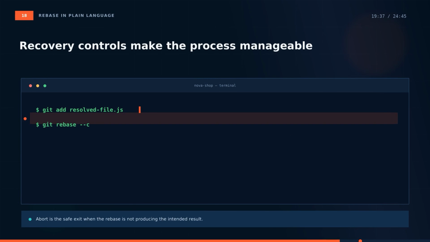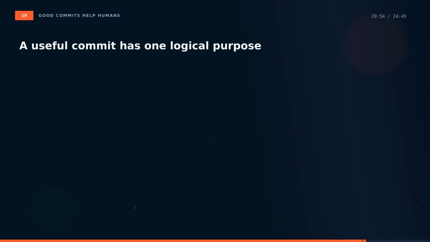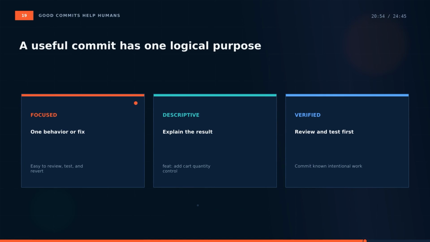Merge preserves the original branch structure. Rebase rewrites the feature onto a new base. Neither is universally better. Use the strategy your team agrees on, and avoid rewriting shared history without coordination. Git stores data, but commit quality is about communication.